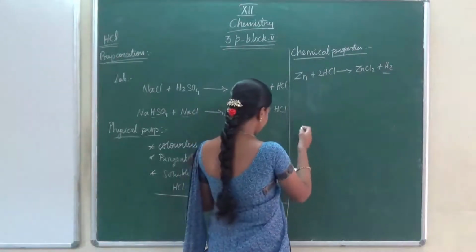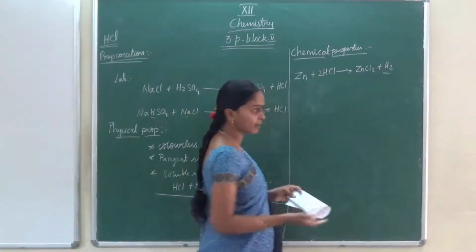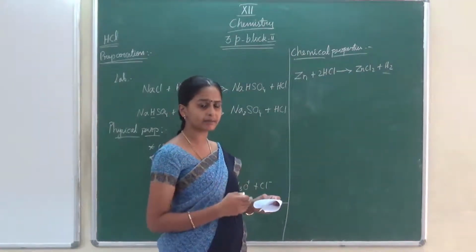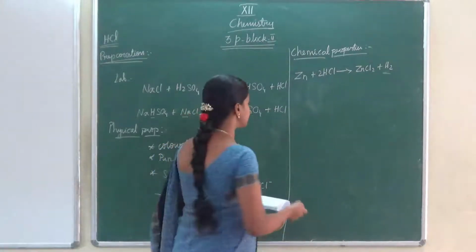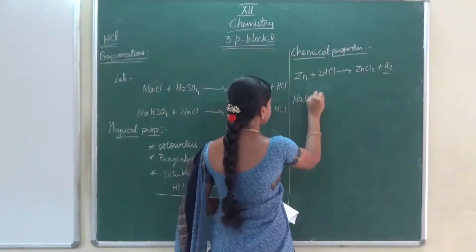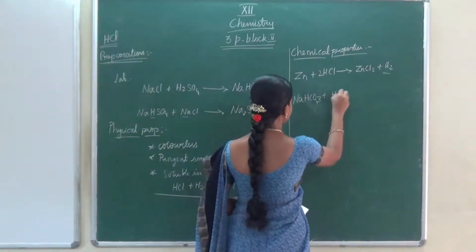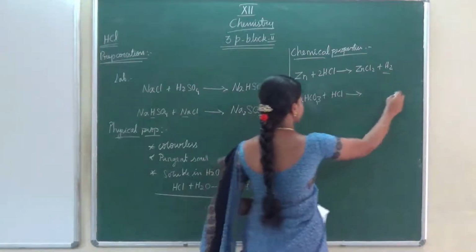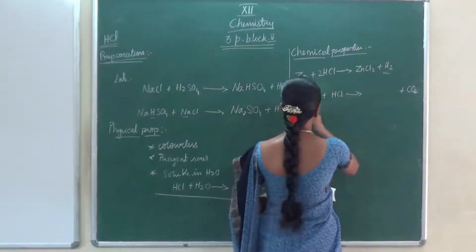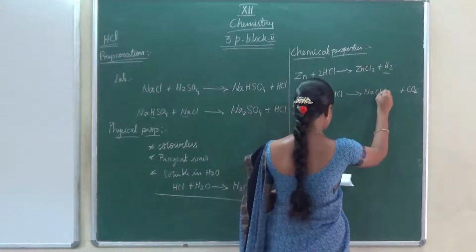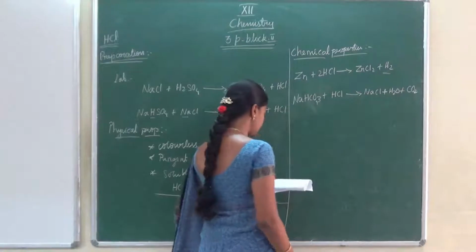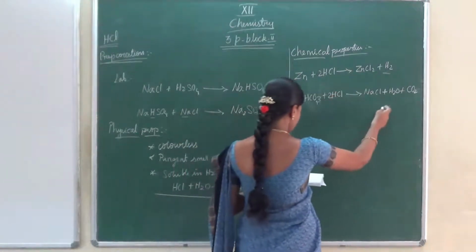The next one, reaction with a base. Here let us take the carbonate base. Simply, a base means salt plus water. Let's take the example of sodium bicarbonate, NaHCO3. When it reacts with hydrochloric acid, it produces what gas? Carbon dioxide. Then the remaining NaCl plus H2O. When you balance, you will get it like this.